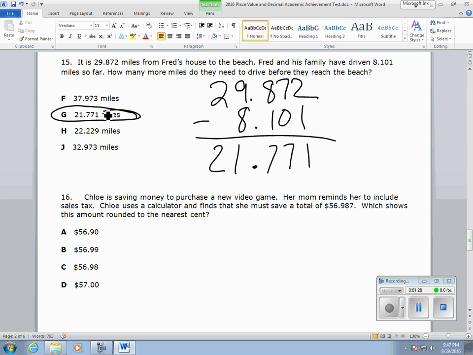So let's look at the common sense of this. If you've driven 29 and you're taking away 8 because you've already driven it, so we know that it can't be higher than 29 because you've already driven quite a bit of miles. So then you're left with a 50-50 chance of getting it right.